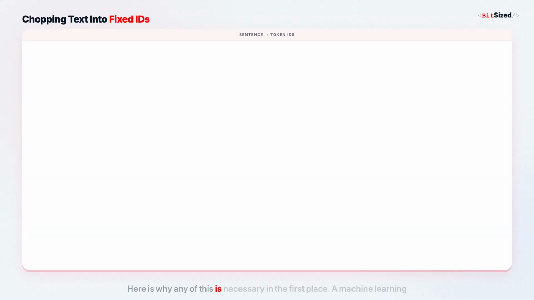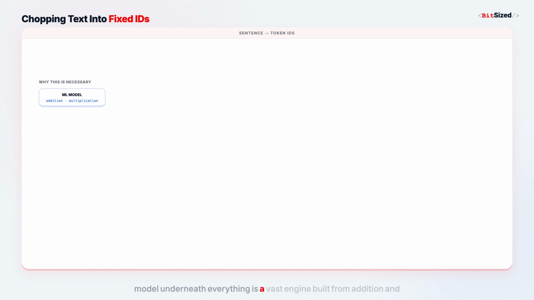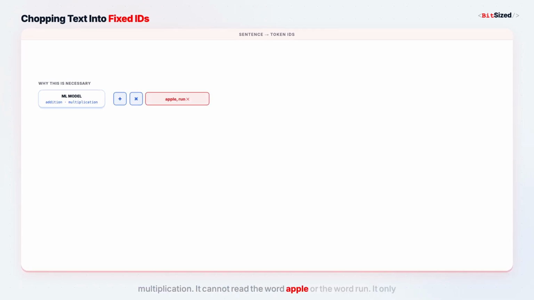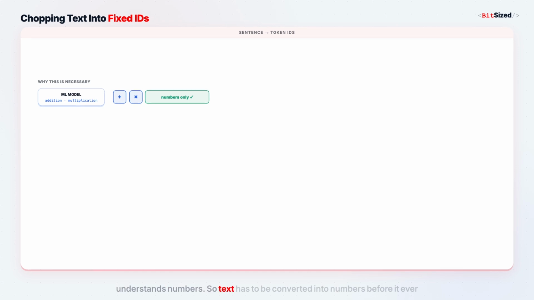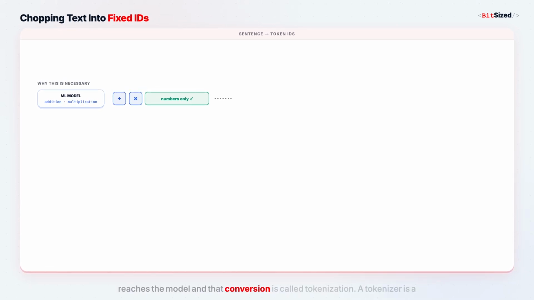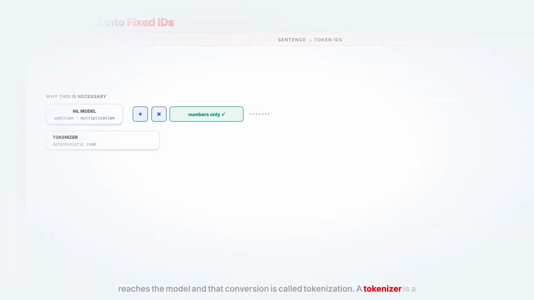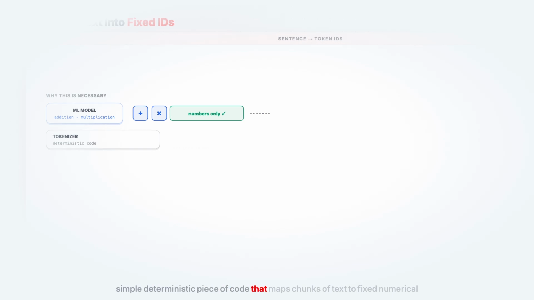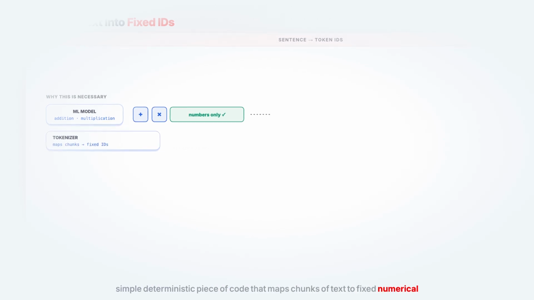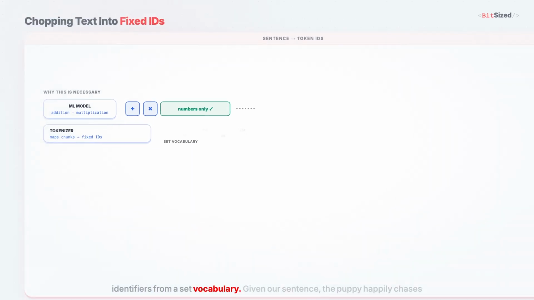Here is why any of this is necessary in the first place. A machine learning model, underneath everything, is a vast engine built from addition and multiplication. It cannot read the word "apple" or the word "run." It only understands numbers. So text has to be converted into numbers before it ever reaches the model, and that conversion is called tokenization. A tokenizer is a simple, deterministic piece of code that maps chunks of text to fixed numerical identifiers from a set vocabulary.